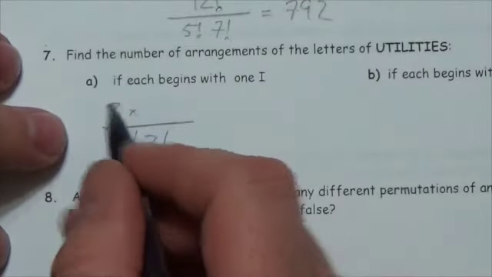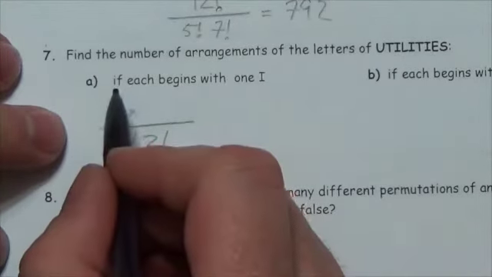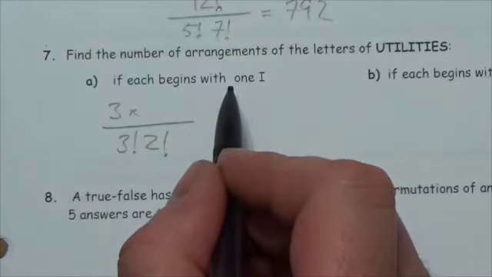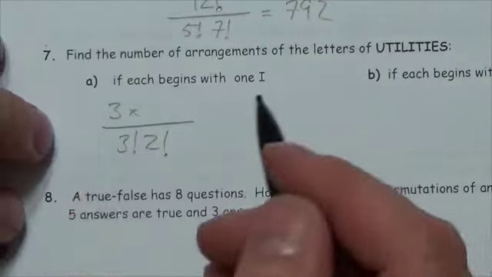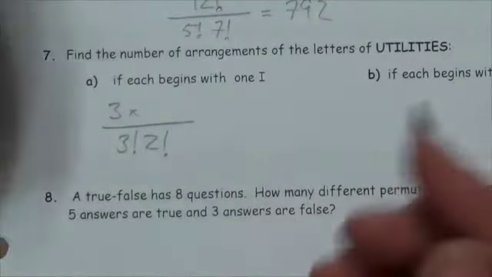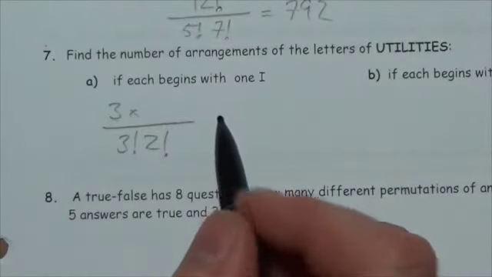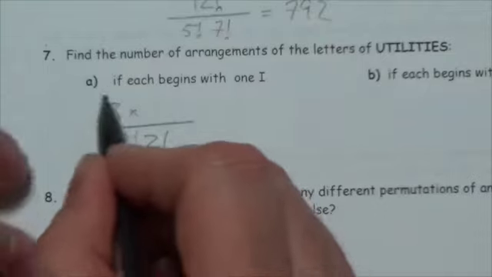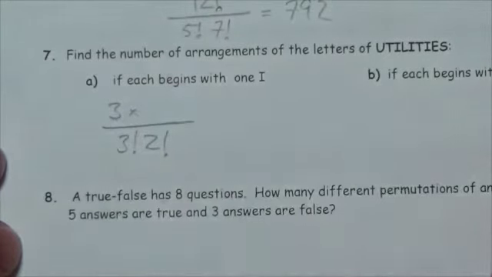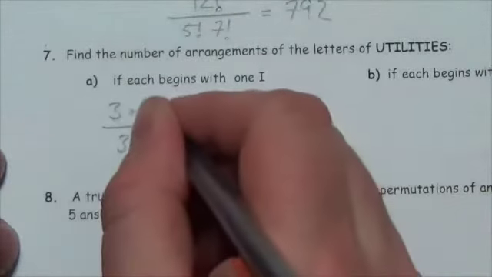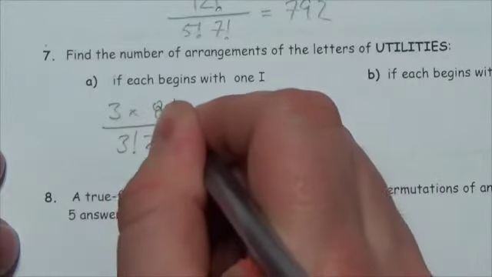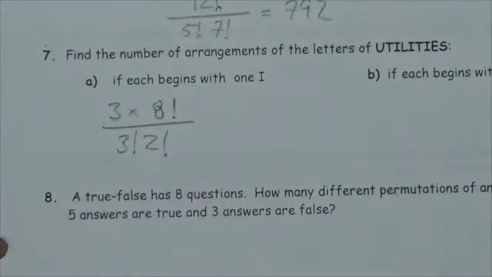Now, this doesn't say it begins with exactly 1 I. All it says here is that there's an I up front. Now there could be 2 I's up front, 3 I's up front. It doesn't matter, as long as I guarantee that there's an I up front. Once I've thrown one of the I's up there, I don't really care how you permute the rest of them. There are 8 letters left over, so 8 factorial different ways those could be permuted.